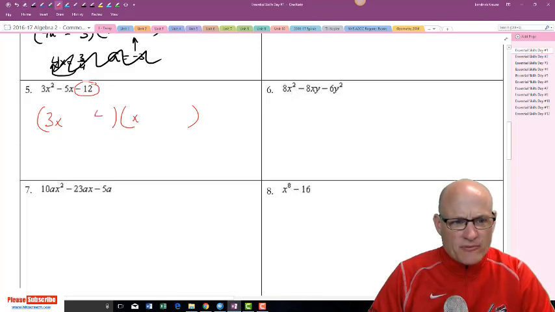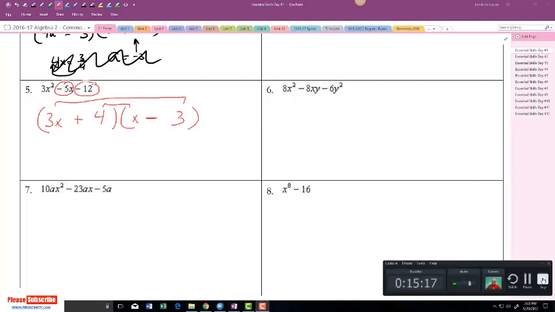My guess is it's 3 and 4, but I'm not sure. So I'll put 3 and 4. That's 9 and 4. 9 and 4, I can make 5. I want to make it negative 5, so the 9 is negative and the 4 is positive.